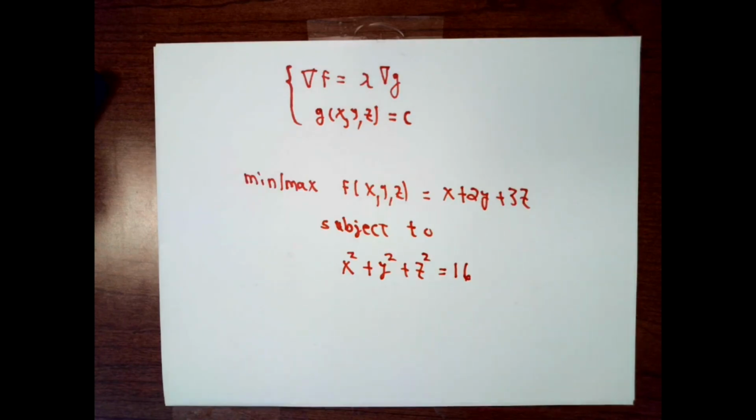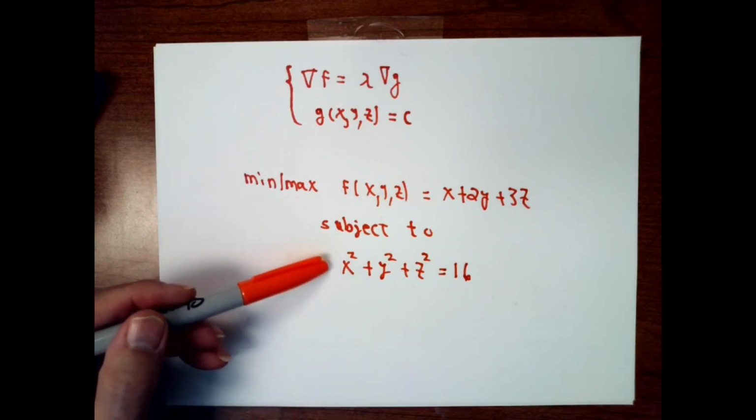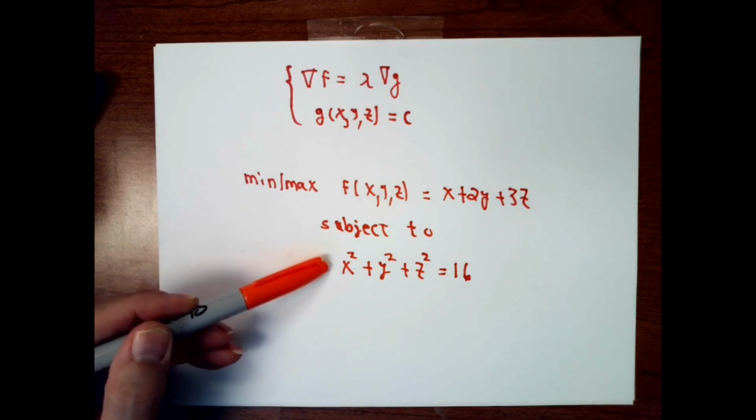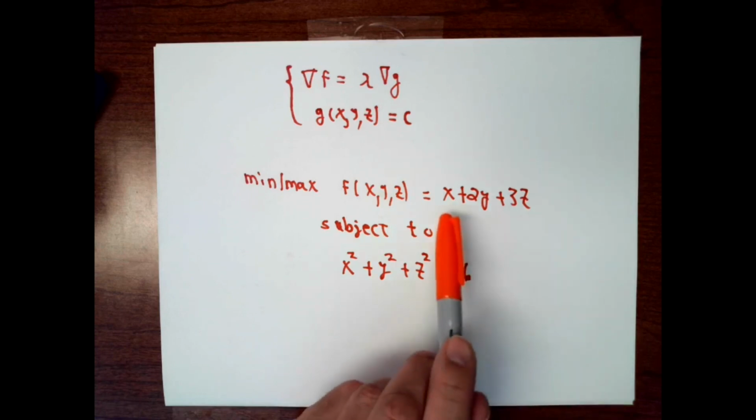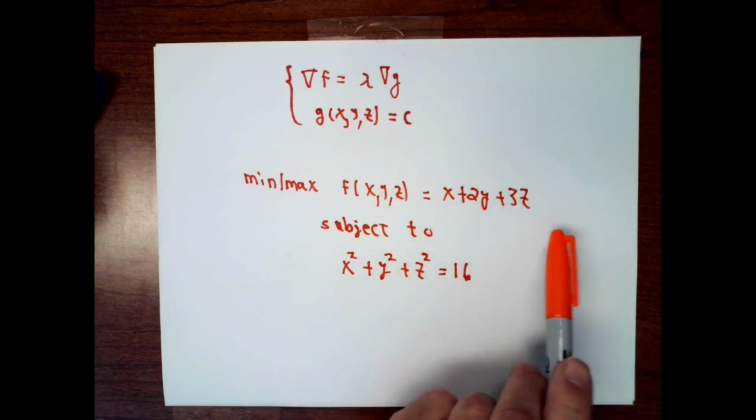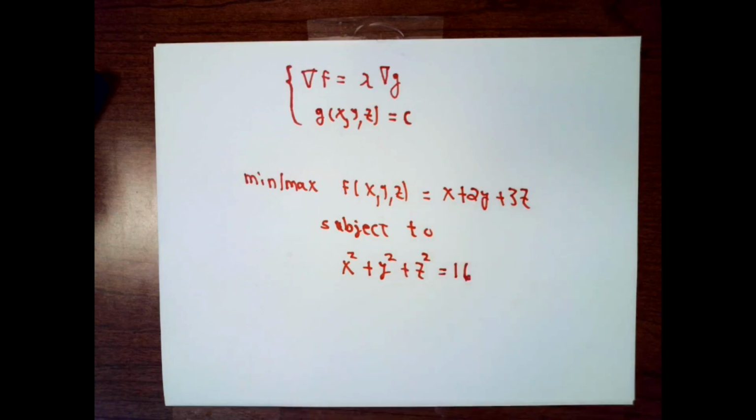As an example of this kind of thing, I'd like to look for candidates for minimums and maximums of the function f of x, y, and z equals x plus 2y plus 3z, but not just any x, y, z will do. I want to insist that only candidates that satisfy x squared plus y squared plus z squared equals 16 should be considered. I'm going to look at the surface of a sphere, and out of all of those points on that surface, I want to find the candidates for the biggest and smallest value of this function f.